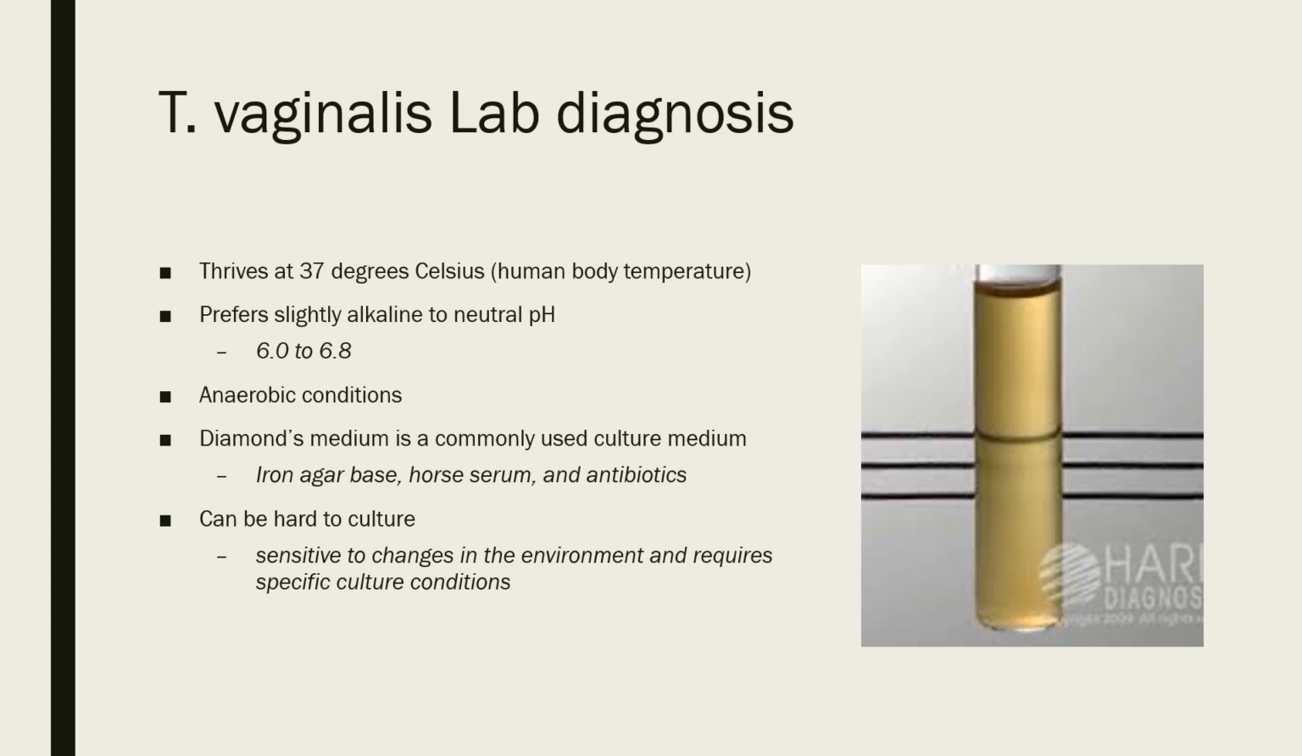So there is an addition of small amounts of agar, which reduces oxygen tension, resulting in a more prolific growth of the trichomoniasis, which ultimately will grow and reproduce under anaerobic conditions. This microbe can also be pretty hard to culture in the lab as well, because it is sensitive to changes in the environment and it will require specific culture conditions.